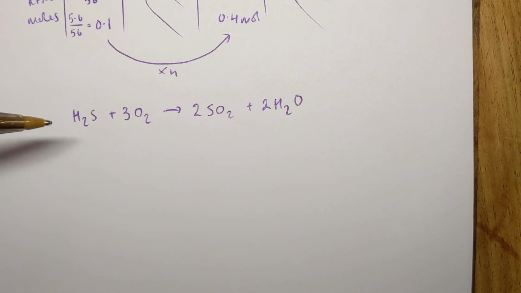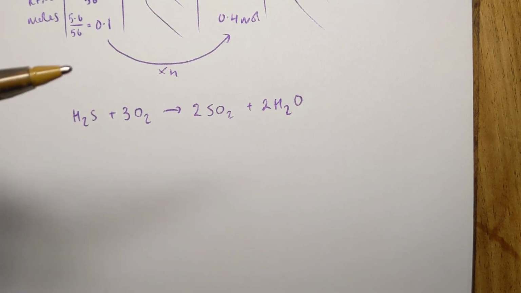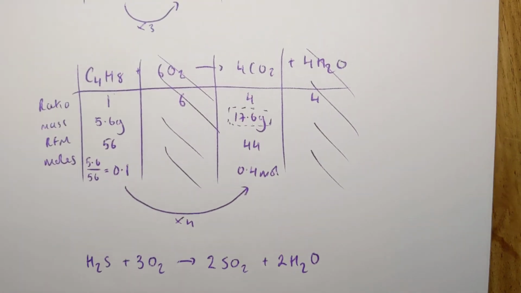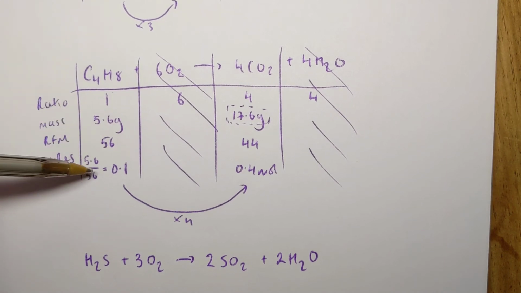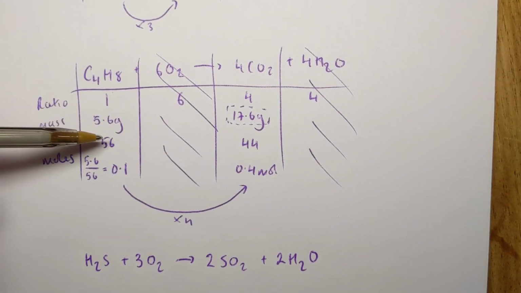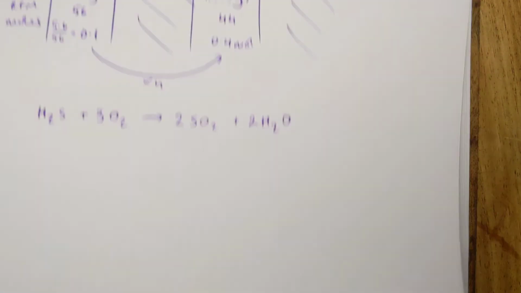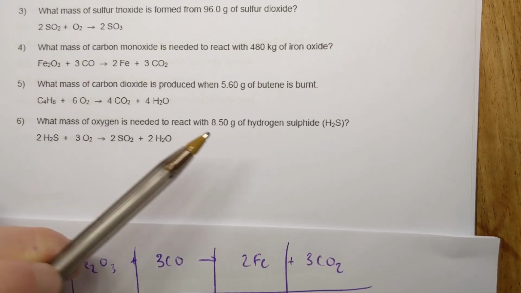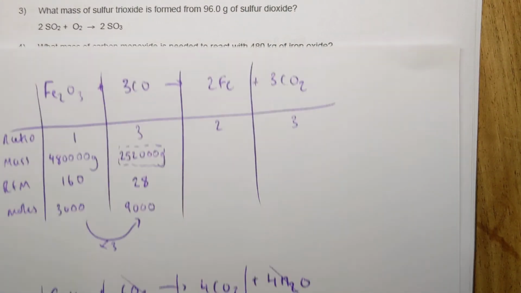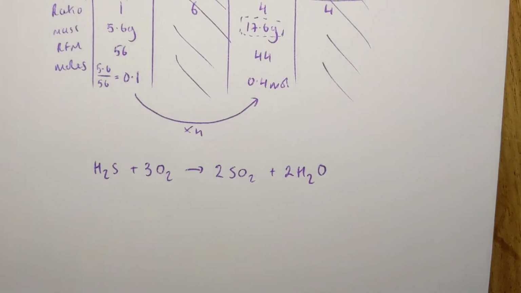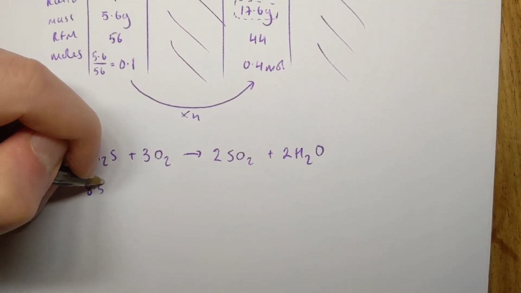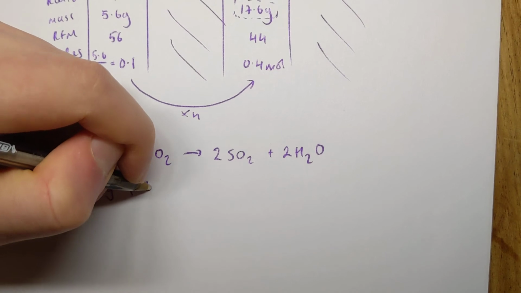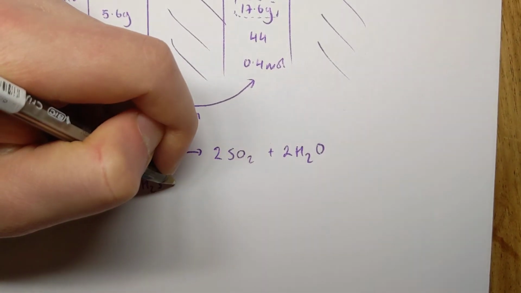You've probably picked up the idea that you've got a mass of one thing at the start and you're trying to get a mass of the other thing at the end. You've also probably worked out the fact that you always work out the moles first of the one you have the mass for. So let's just go straight to do that. In this question, it gives you the mass, 8.5 grams of hydrogen sulfide. So what I do first, if I've got 8.5 grams of hydrogen sulfide, I can work out the moles.